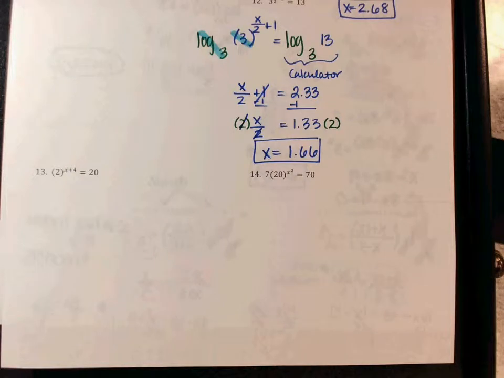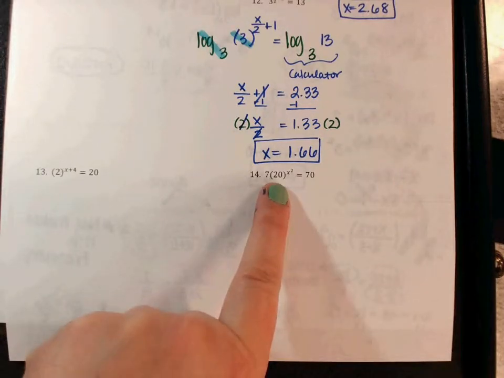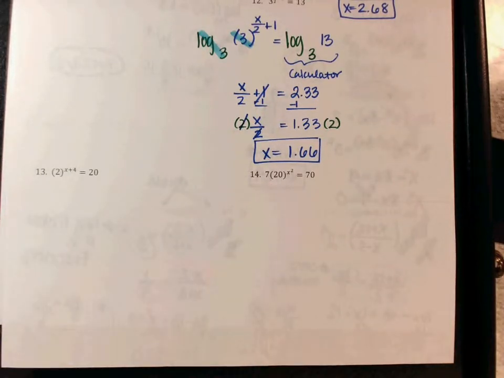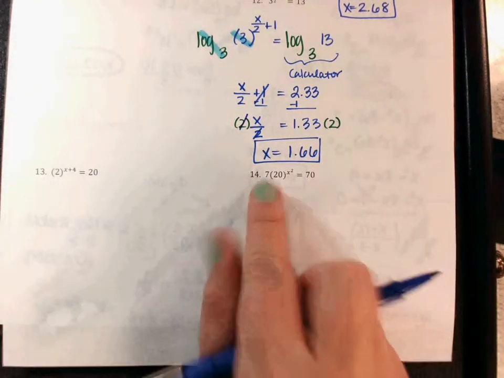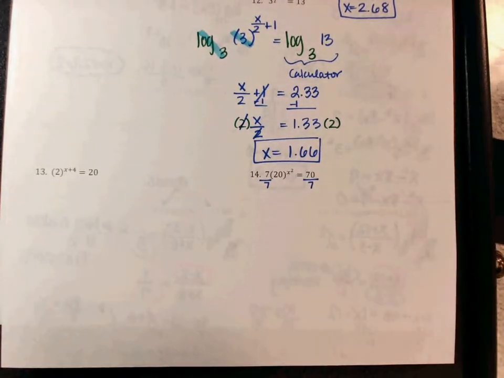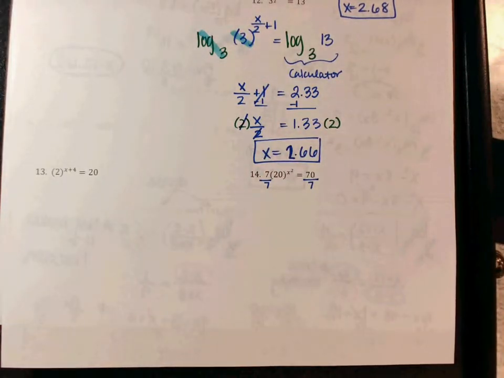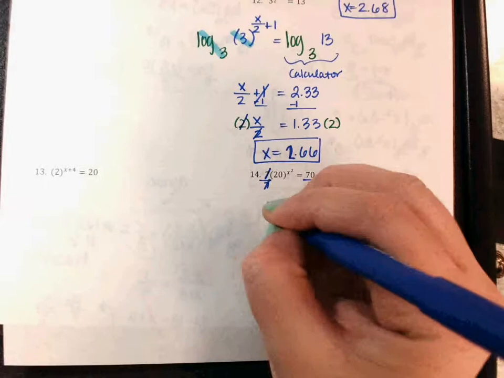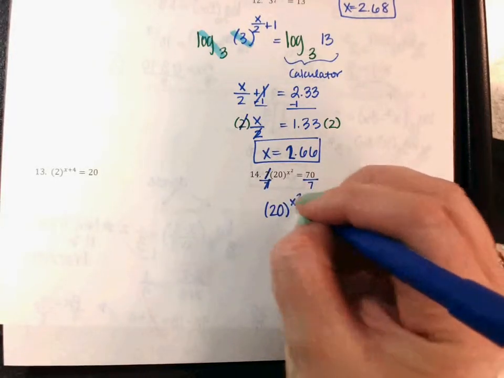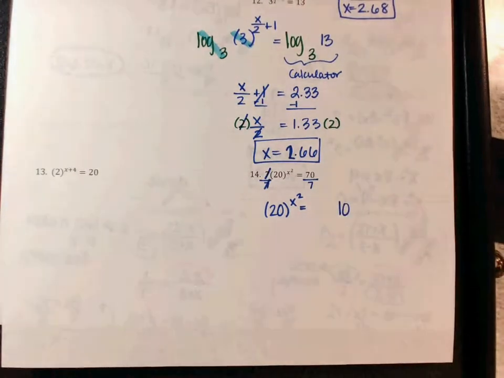Okay, can I go ahead and log base both sides? On number 14, this one? Why not? Got to get rid of the what? The 7. And if it's in front like that, I have to divide to get rid of it. Oh, thanks. 2.66, yes ma'am. Okay, so divide by 7. That gives me 20x squared. And then 70 divided by 7 gives me a 10.